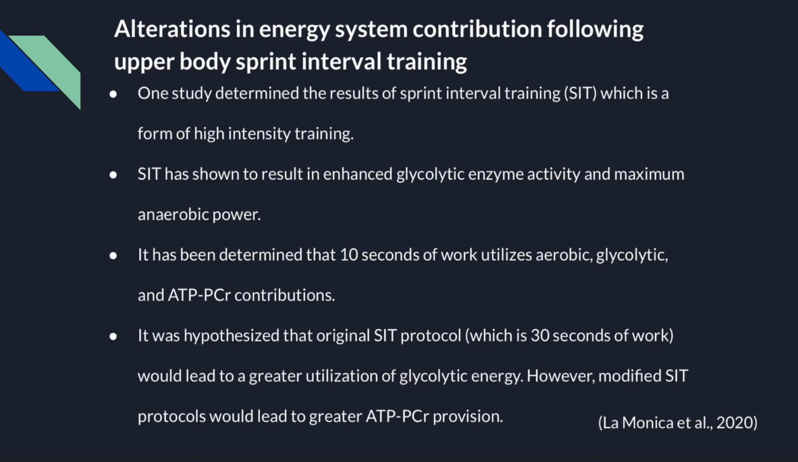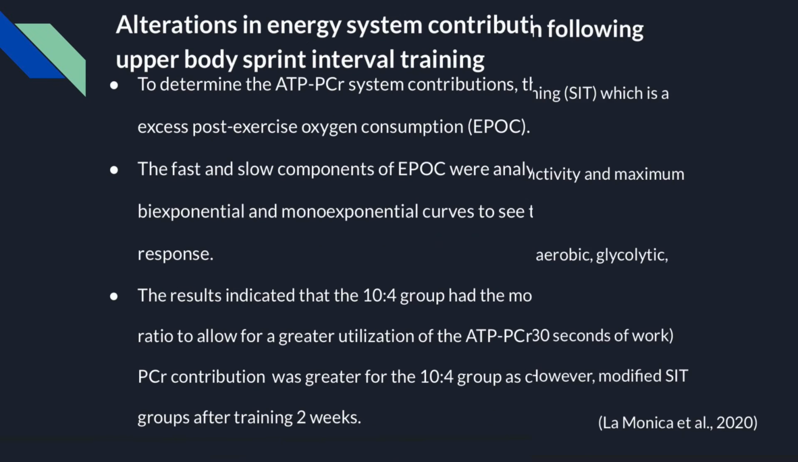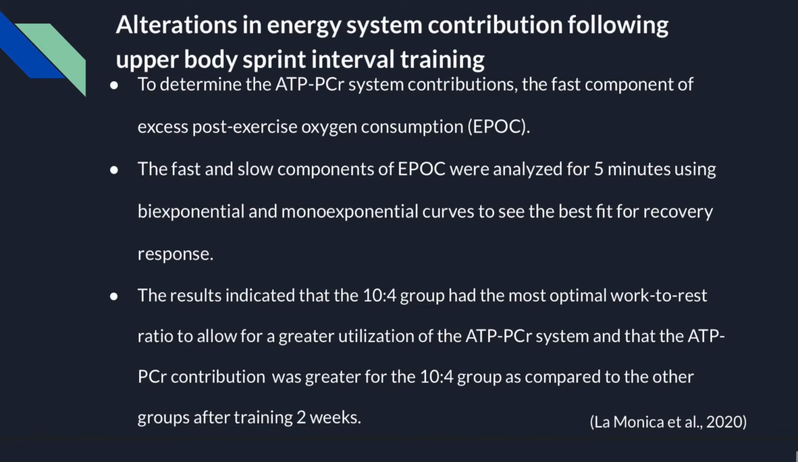The study hypothesized that the original SIT protocol, which is around 30 seconds of exercise or work, would lead to a greater utilization of glycolytic energy. However, the modified SIT protocols would lead to a greater ATP-PCR provision. To determine the ATP-PCR system contributions, the fast component of excess post-exercise oxygen consumption, or EPOC, was studied. The fast and slow components of EPOC were analyzed for 5 minutes using bi-exponential and mono-exponential curves to see the best fit for recovery response.